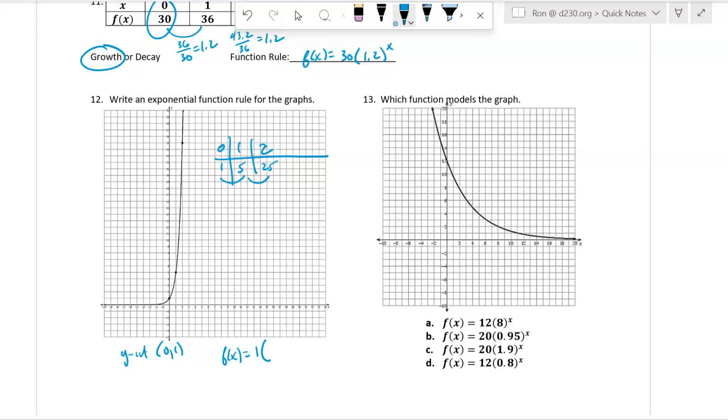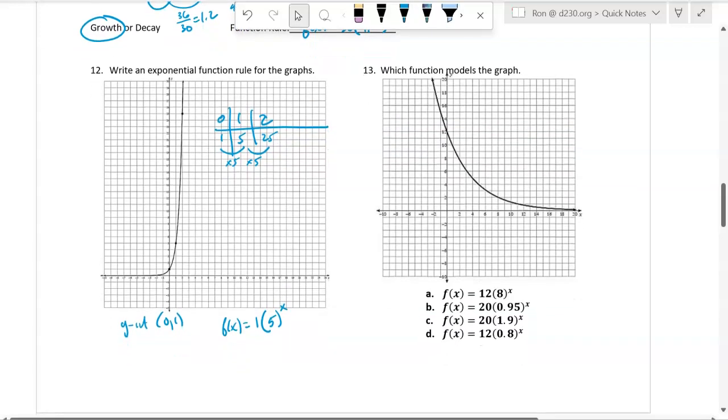So I know f of x equals 1 times, what's my common ratio here? I know this is exponential growth just by looking at the graph. So 1 times 5 would give me 5. 5 times 5 would give me 25. So I know it'd be 1 times 5 to the x.